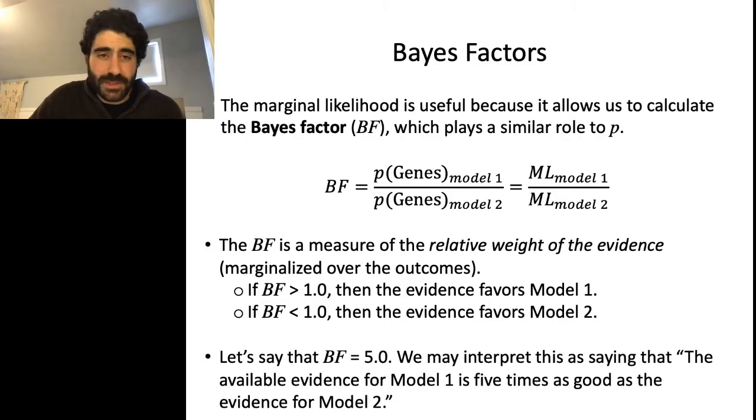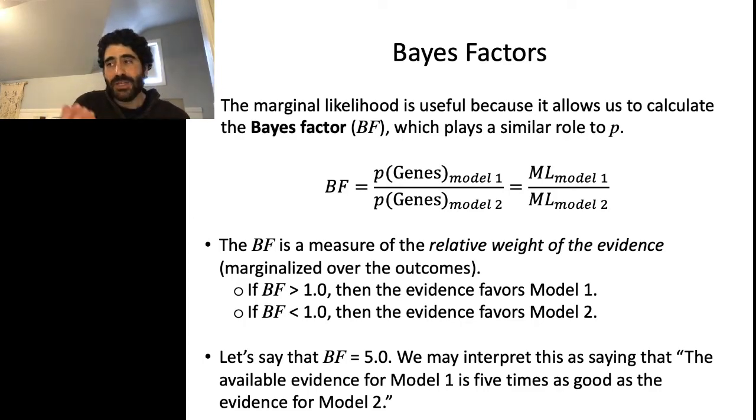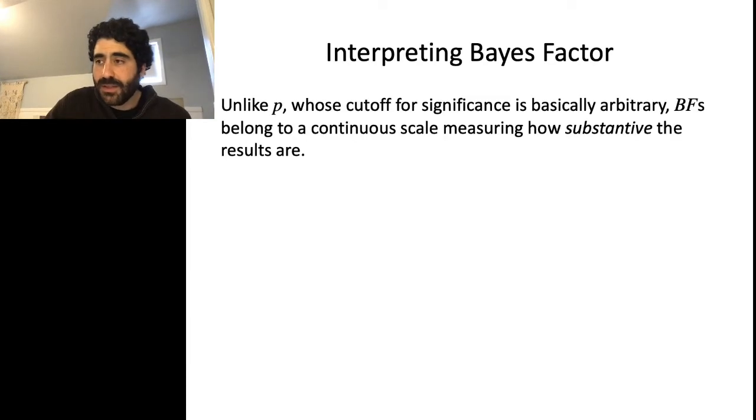So for example, if in a paper you see a Bayes factor of 5, what that means is that the marginal likelihood for model 1 is 5 times as good as the marginal likelihood for model 2, right? Which means that model 1 fits the data 5 times better than model 2 does. And so unlike a p-value, right? A p-value is essentially just measuring something like what the evidence for the null is on this data set, right? How well the null fits this data.